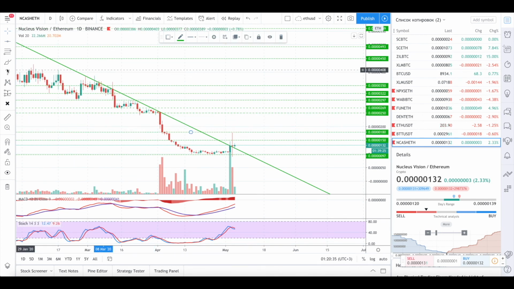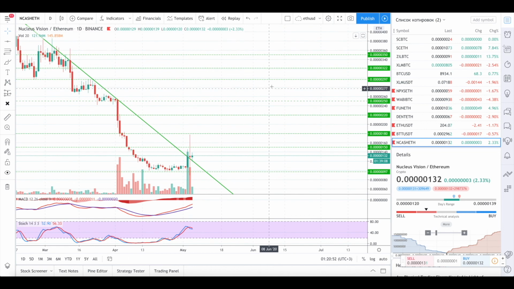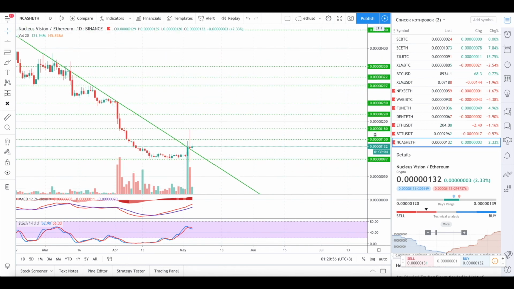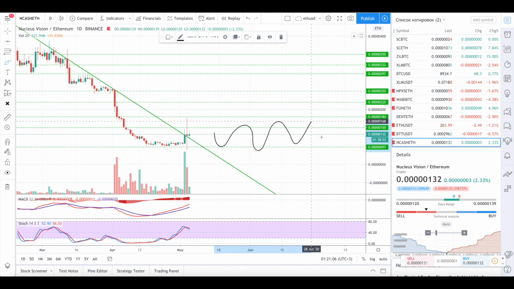Immediate coin goals are 150, 180, 220, then 250, 300, 320, 350. Such are the immediate goals for the coin. Of course, everything is possible. The coin can still pass a certain amount of time between these levels in such a flat channel, and only then, for example, here it can go up to its goals.